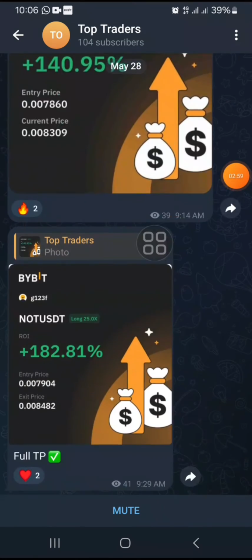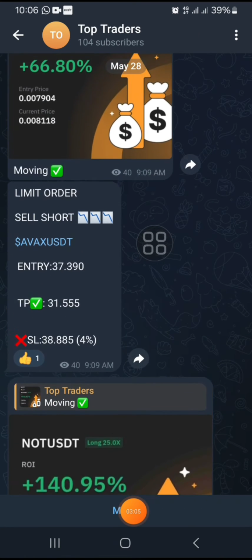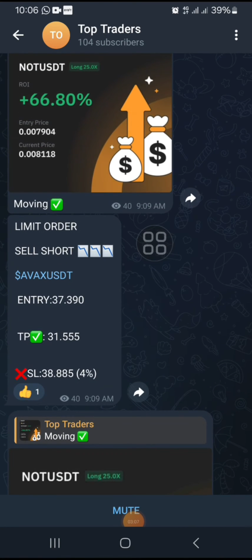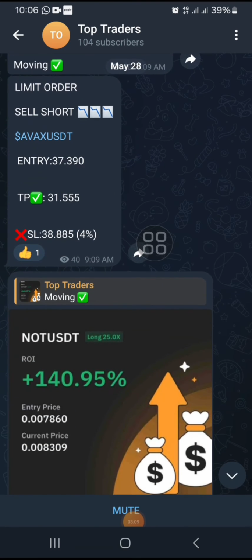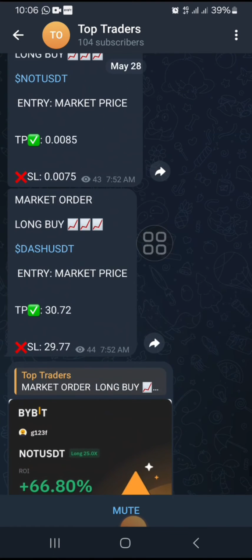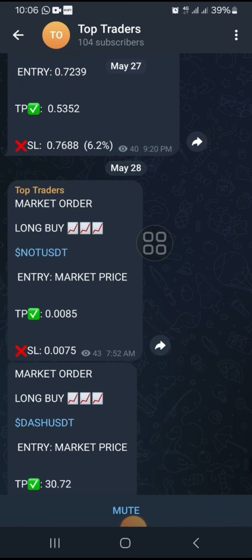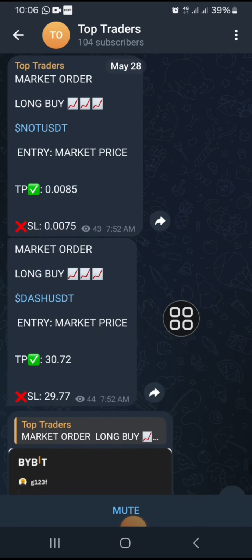The most recent trade that we did was Notcoin. We already made profit on it. If you go and check, the price of Notcoin has actually pumped. This was 8, you can see that NOT USDT May 28. That's where we were supposed to buy Notcoin. We went long on Notcoin at market price, and we put our take profit at 0.0085.